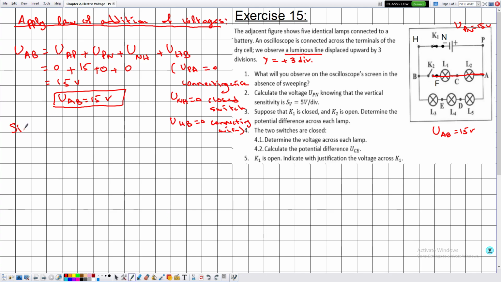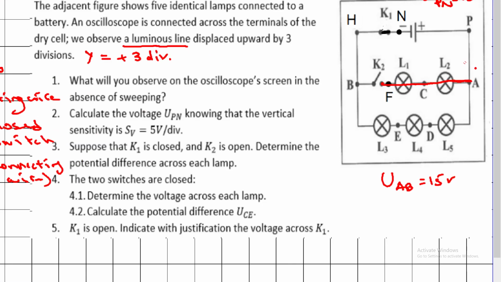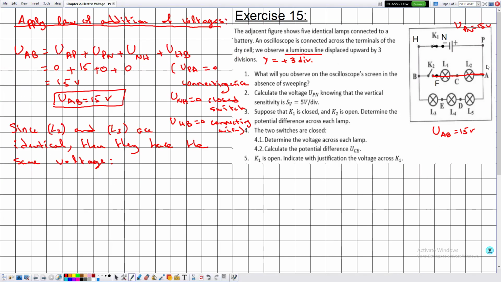Now, since they are identical, then they have the same voltage. Now let's translate the following statement into a mathematical formulation. So what is the voltage across the lamps? They are given by AD, DE, EB. Recall that you are measuring from positive to negative.